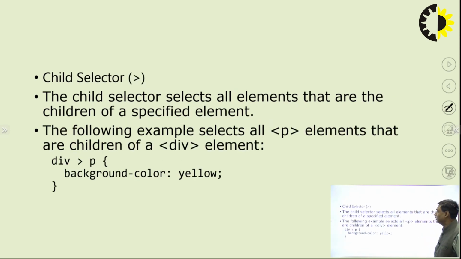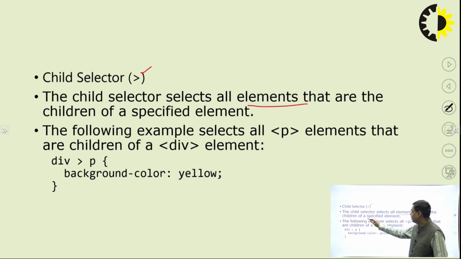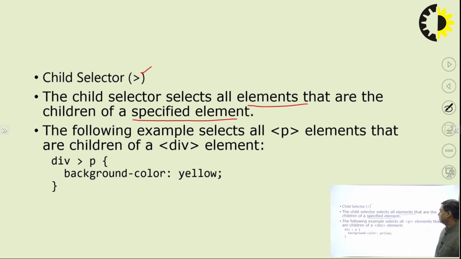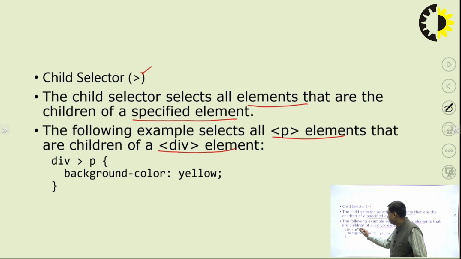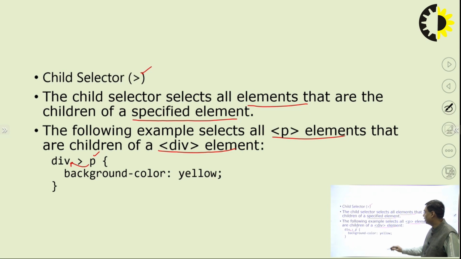Next one is child selector. We are using the symbol of greater than. In case of child selector, we select all the elements that are children of a specified element. So the following example selects all P elements that are children of div elements. So here we are selecting P elements which are children of div elements and will make background color equal to yellow. So P must be the child of div, which is called the child selector.